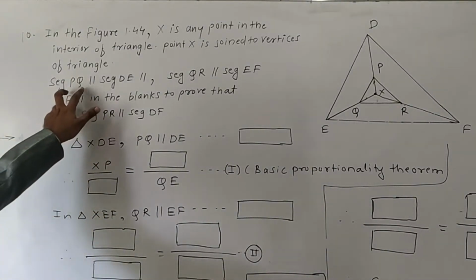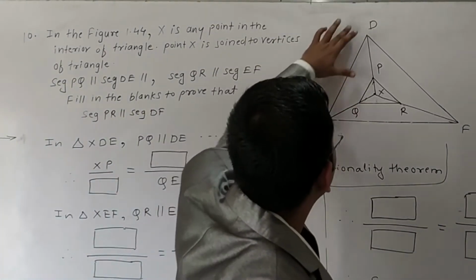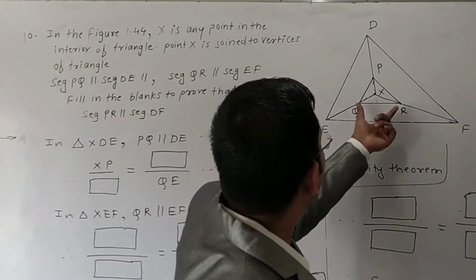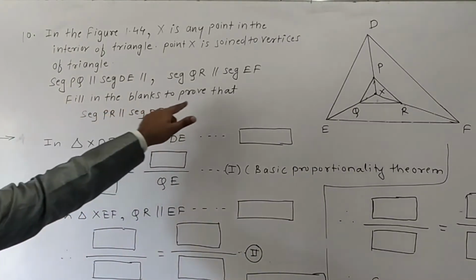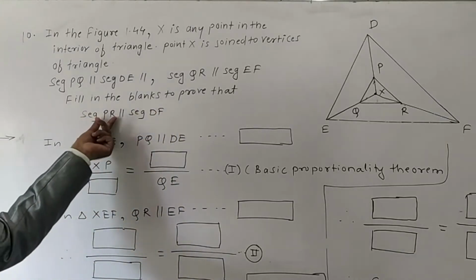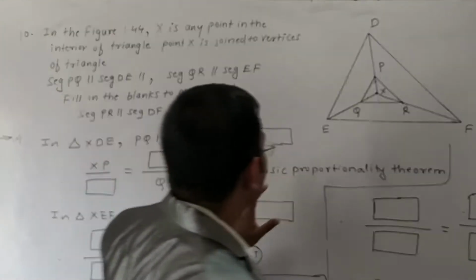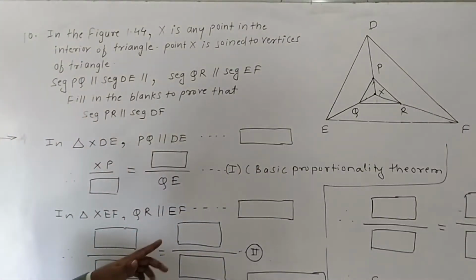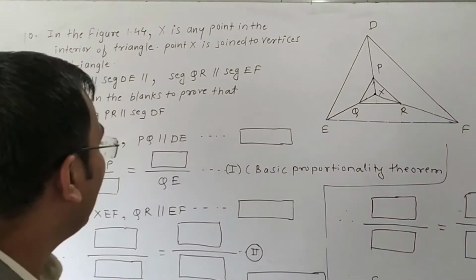Segment PQ is parallel to DE. Segment QR is parallel to EF. Then fill in the blanks to prove that segment PR is parallel to DF. Segment PR parallel to DF. To prove that, we need to fill in these blanks. This is an activity-based question and we have to write it by filling in the blanks here.